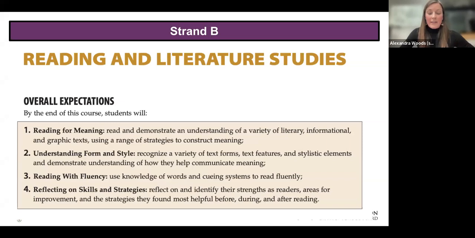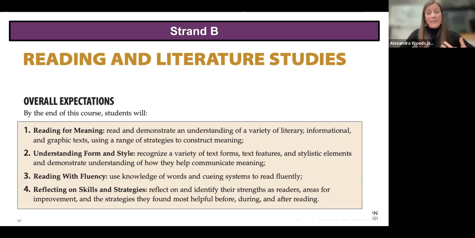The second strand in the curriculum is called reading and literature studies. By the end of the course, students are expected to read for meaning. So reading and demonstrating an understanding of a variety of different texts to understand form and style.